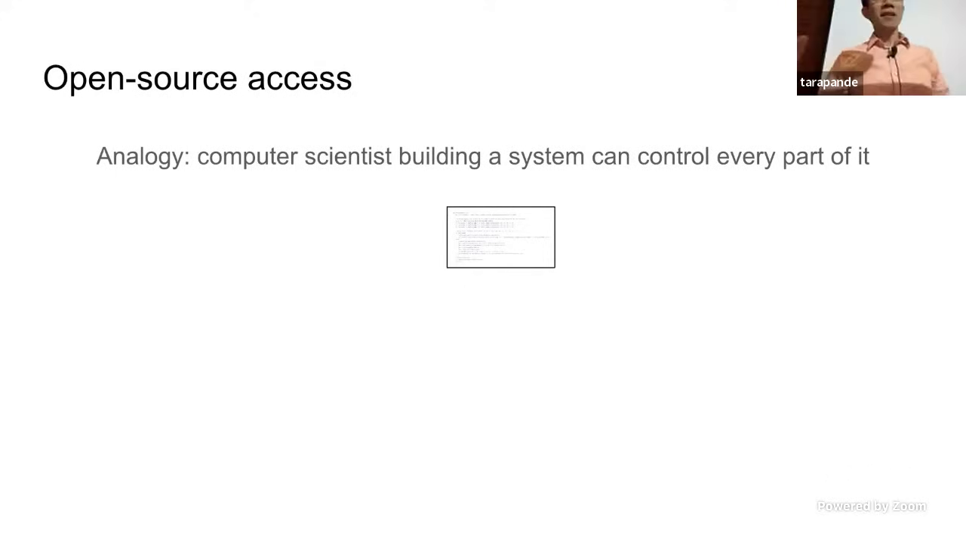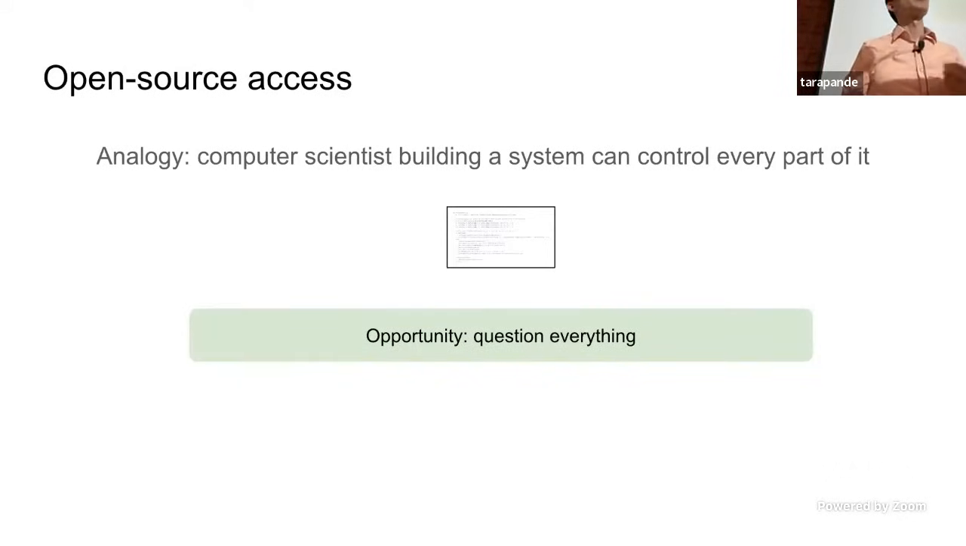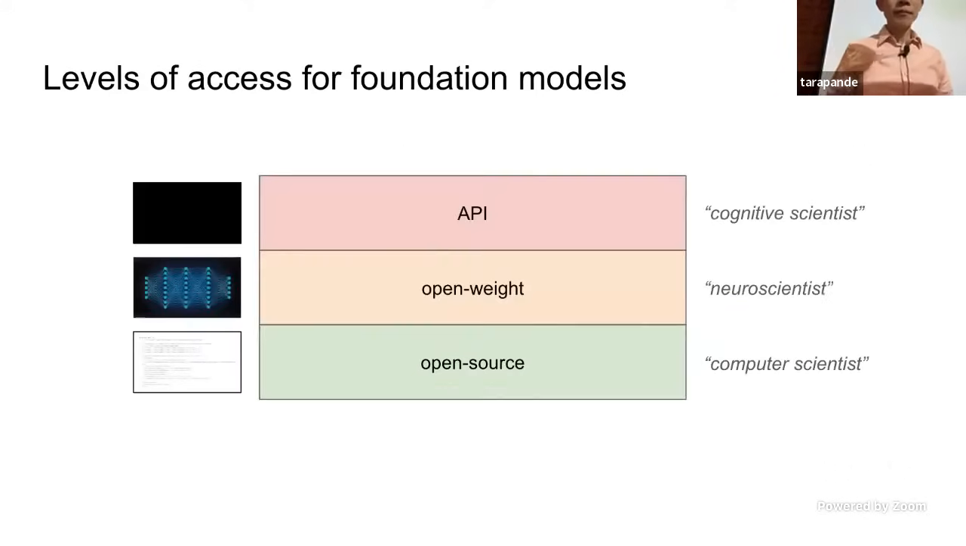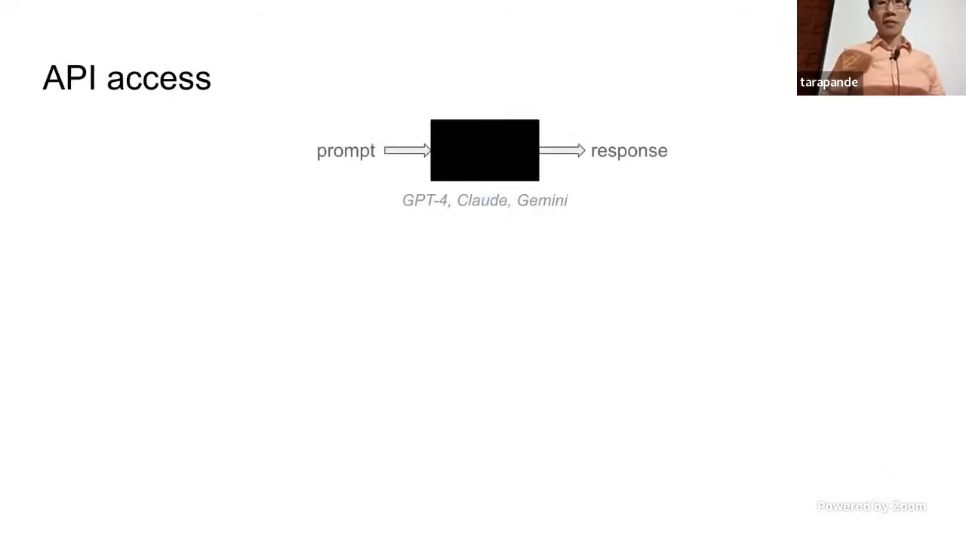And what we need instead is open source access. So in open source access, you think like a computer scientist who is building a system and who can control every part of it. And this gives you the opportunity to really question everything, to question the data set, to question the model architecture, to question the training procedure. You have the ability to hopefully make things better as a result. So in the rest of the talk, I'm going to descend this layer cake step by step, starting with API models.